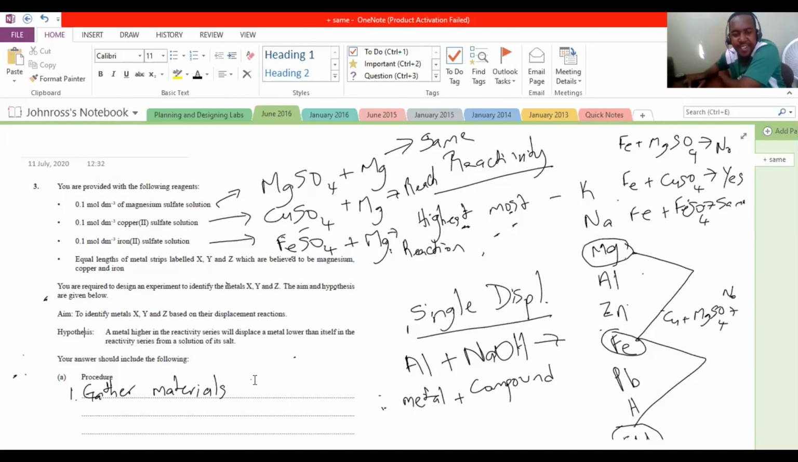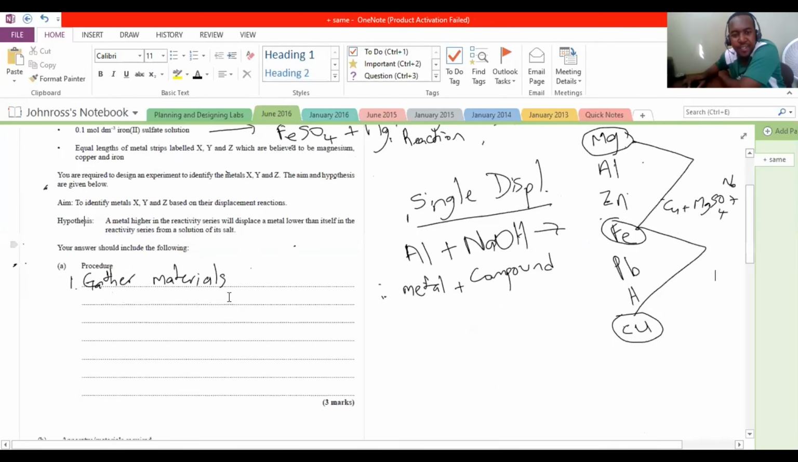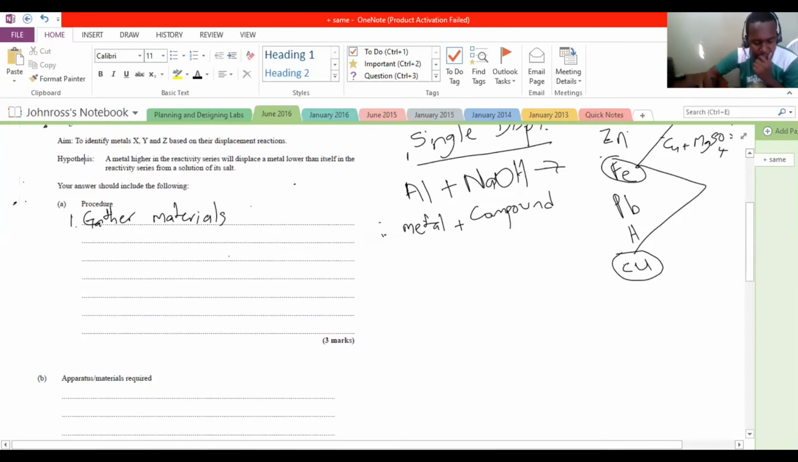So let's fix that up so we can have it here. All right, since we're using 3 reagents, we're going to have 3 beakers of the same amount of these reagents. So let's write that in. Gather materials for, let's use 50 cm cube, even though this is a lot.